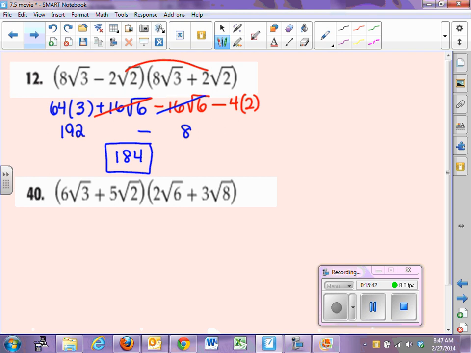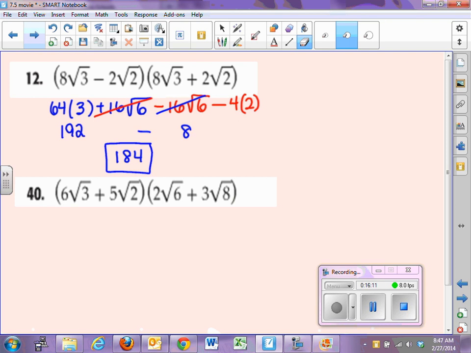Now, how did I get rid of all my radicals? I want you to notice that this was the conjugate. Notice these two numbers are the same. These two numbers are the same, but the signs in the middle were different. So when you multiply by conjugates, the radicals disappear. Oh my gosh, that's going to be a very handy thing to do to get rid of radicals. So notice that. All right, let's do number 40.